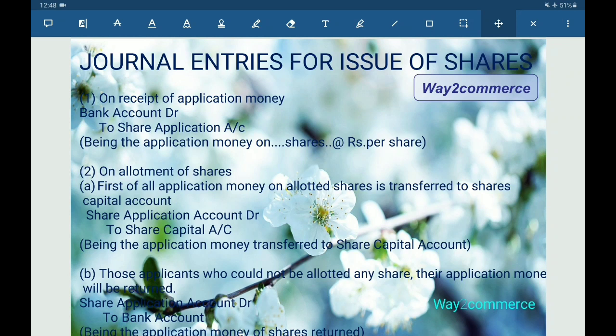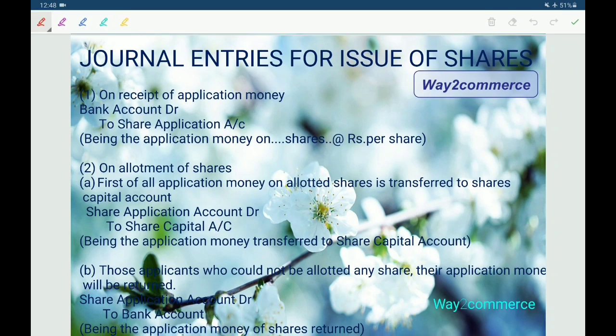The first journal entry is on receipt of application money. On receipt of application money, the entry is bank account debited to share application account. Bank account is a real account, that's why we have debited: what comes into the business is debited. Next, share application account is a personal account, credit the giver. Narration: being the application money received on number of shares at the rate of rupees per share.